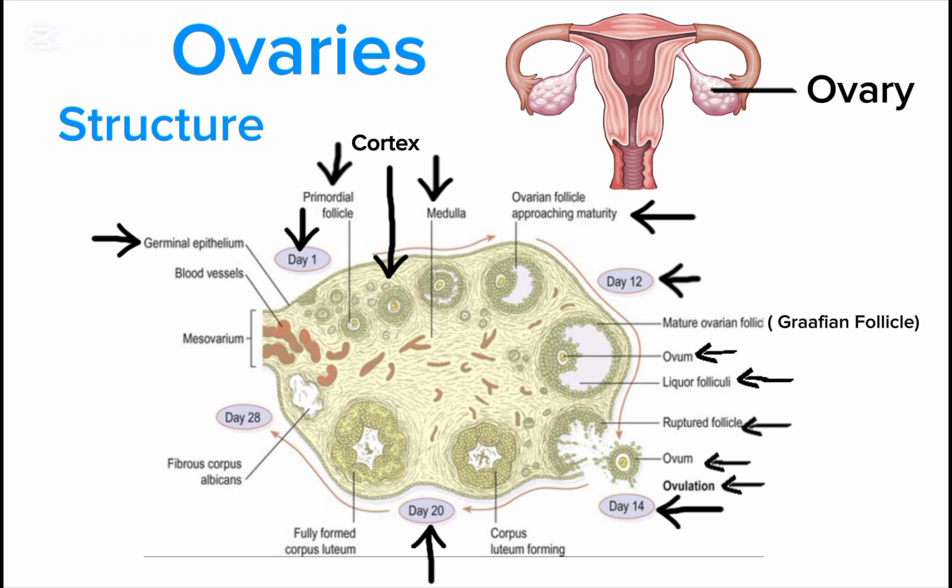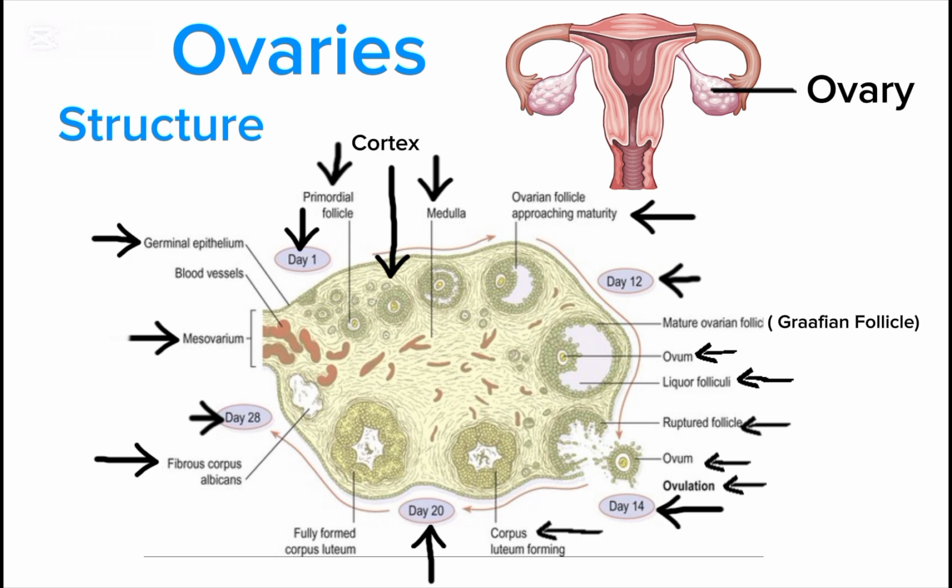By around day 20, this follicle, after releasing the egg, converts into the structure known as corpus luteum. Corpus luteum secretes the hormone progesterone, which prepares the uterus for possible pregnancy. If fertilization does not occur, then this corpus luteum degenerates and converts into the fibrous structure known as corpus albicans by around day 28. This is mesovarium. Blood vessels and nerves enter through this mesovarium inside the ovary.